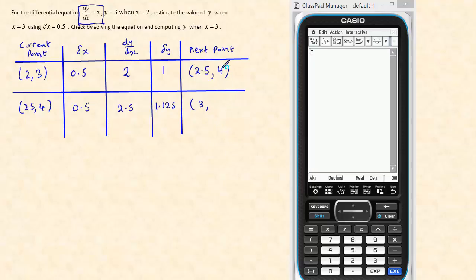And the y value here was 4. We need to add this, so that's 5.25. So that's our estimate of y when x is 3. So y is equal to 5.25 when x equals 3, using our estimate.